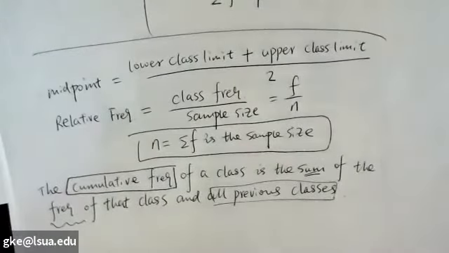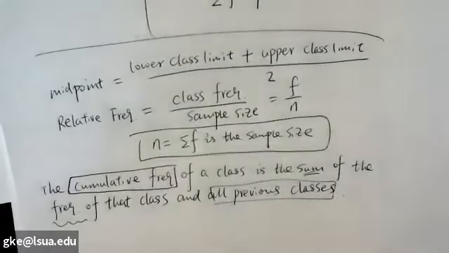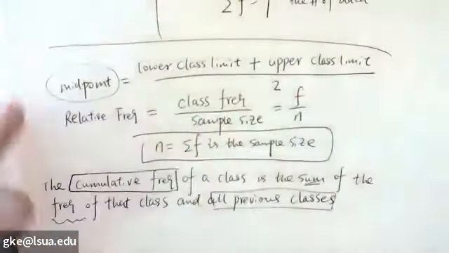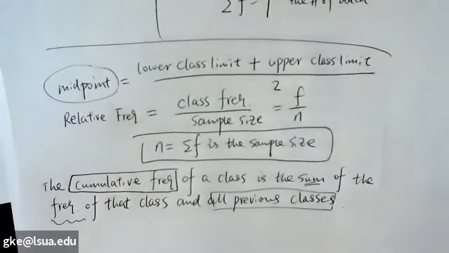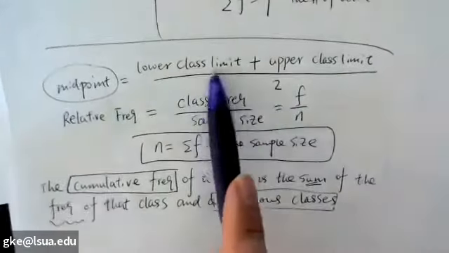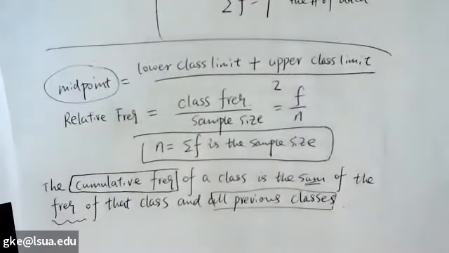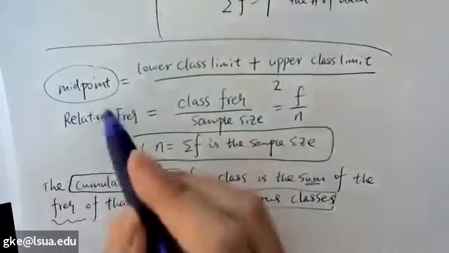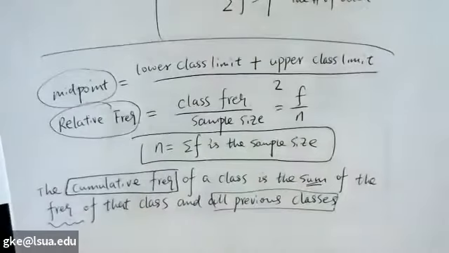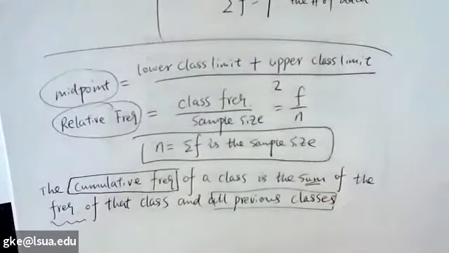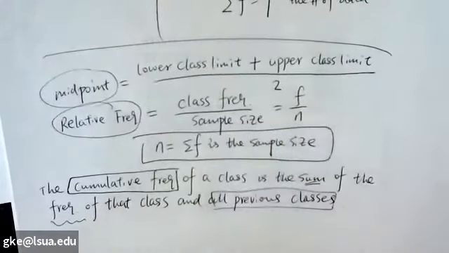Later I'm going to give you an example, and basically here I give you 3 important terminologies. The first one is the midpoint, which is very straightforward: just the average of the lower class limit and the upper class limit. For the relative frequency, it is the class frequency divided by the sample size. Now I'm going to give you guys an example.